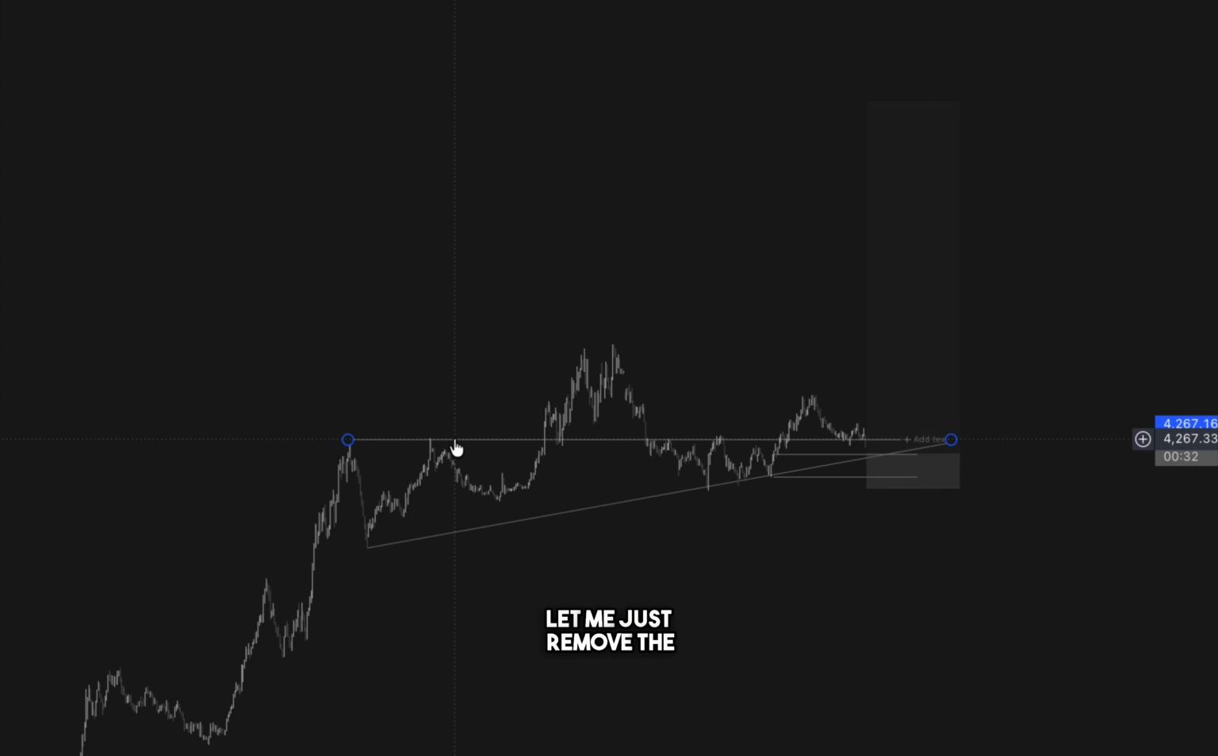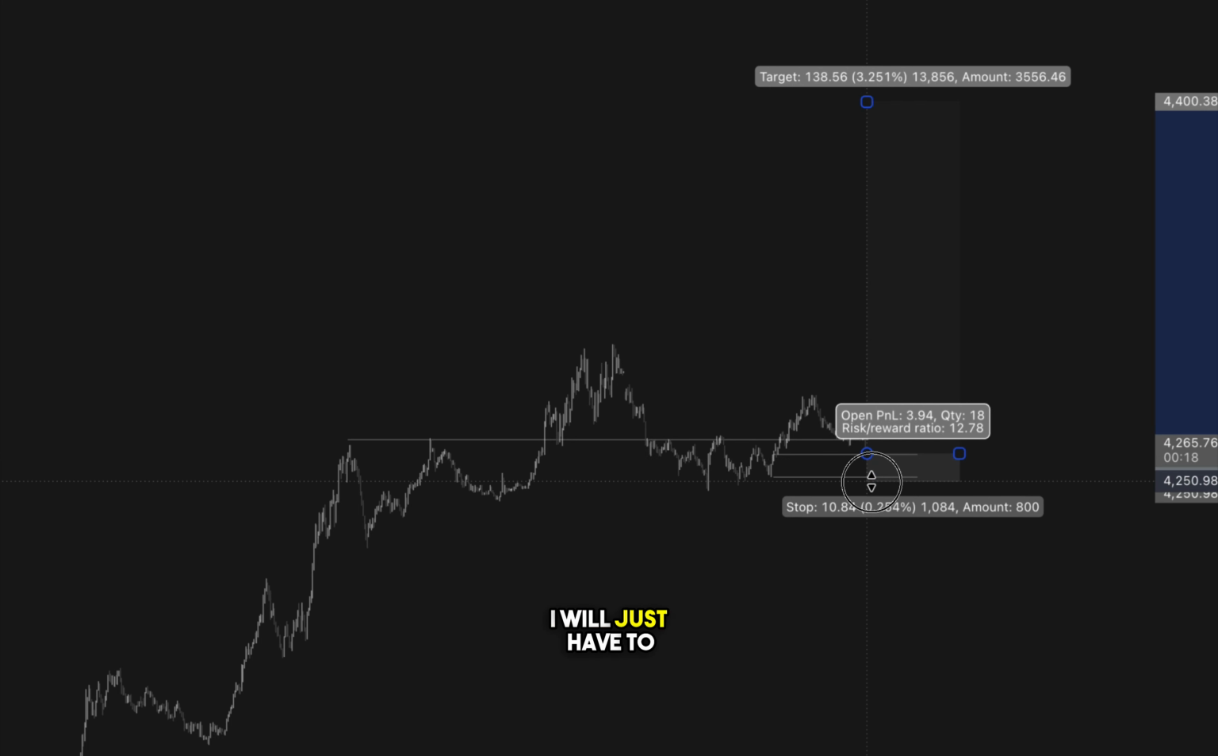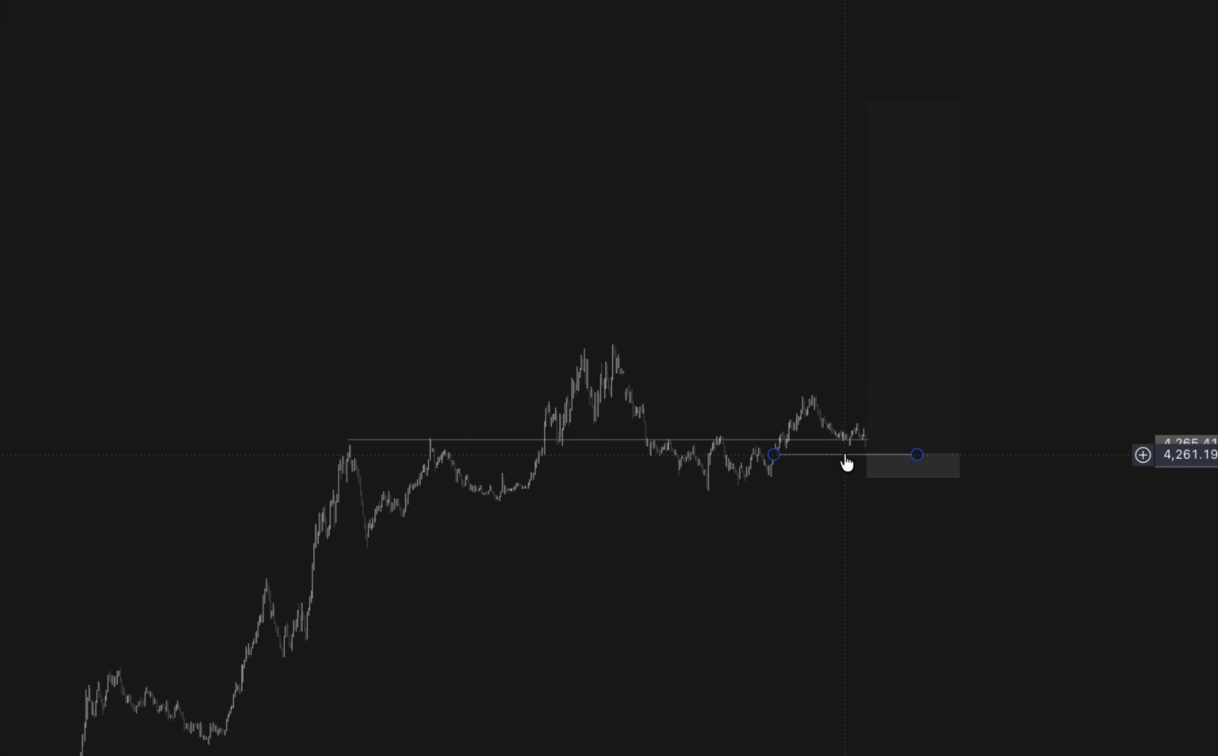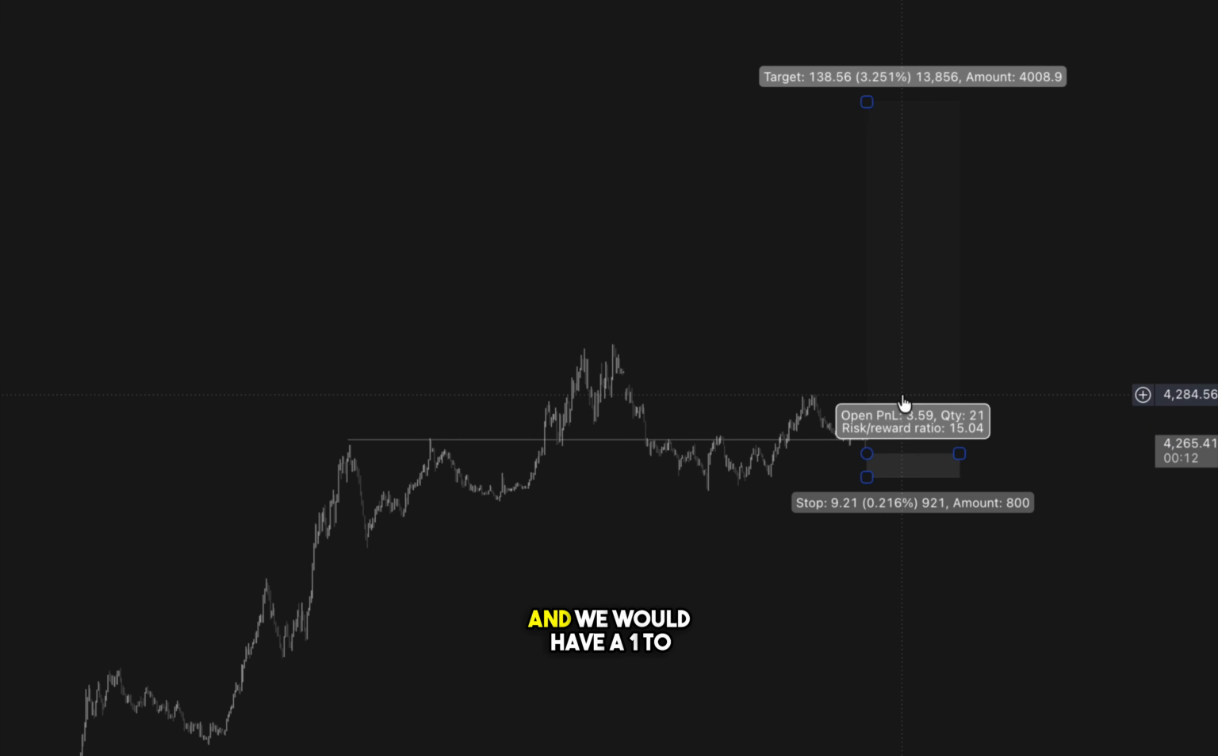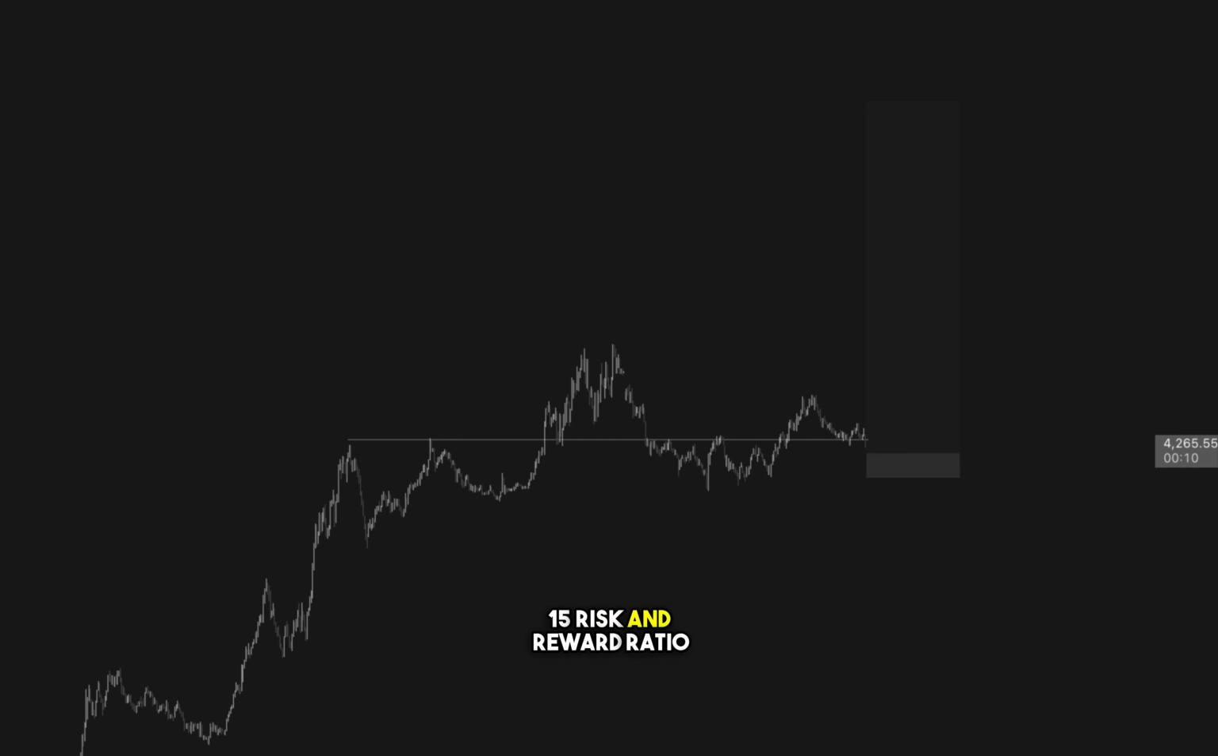Let me just remove the noise. Like I always say, there are things that you don't necessarily have to have on your chart because you can already psychologically see that it's there. I will just have to make a few adjustments, remove this and this as well, and we would have a 1 to 15 risk and reward ratio by trade, which I will also send you.